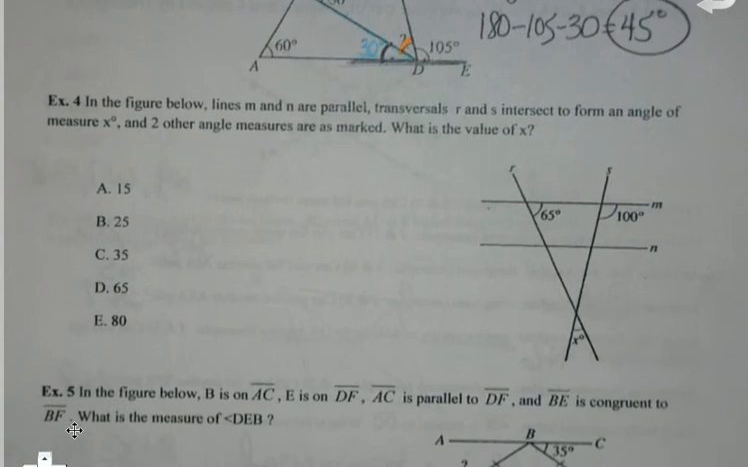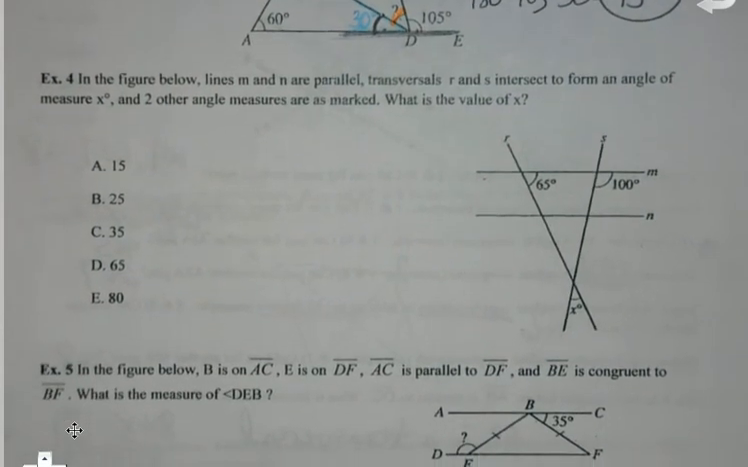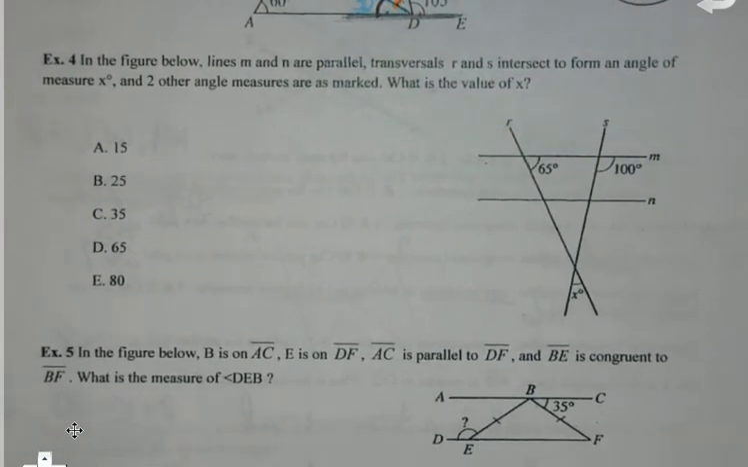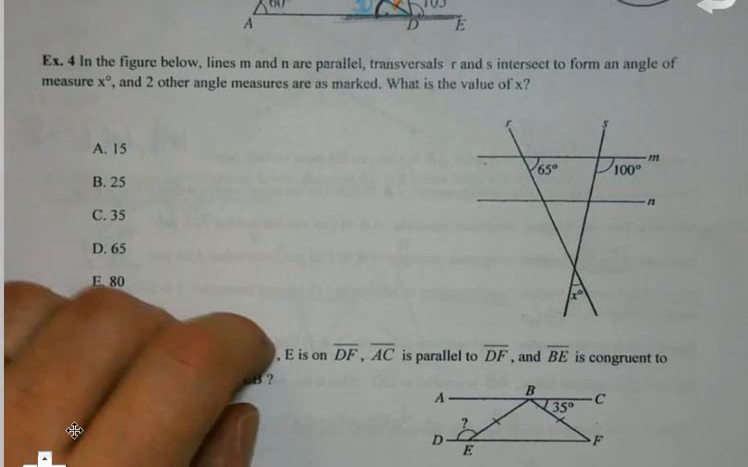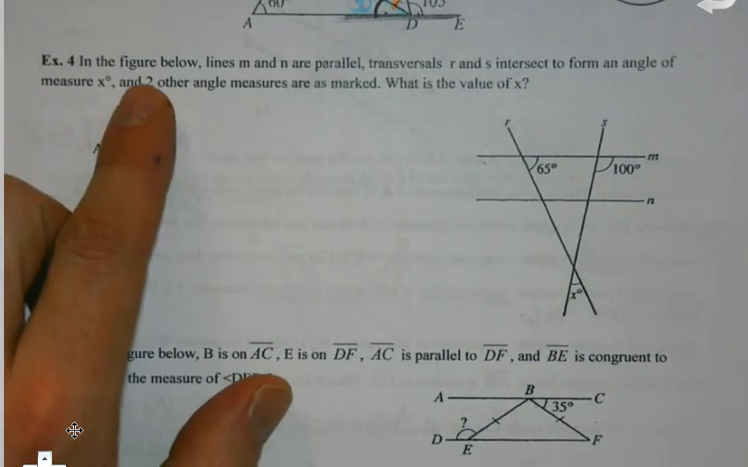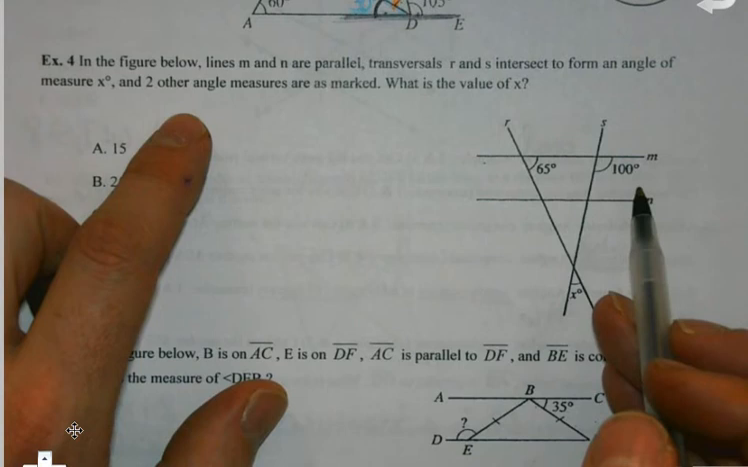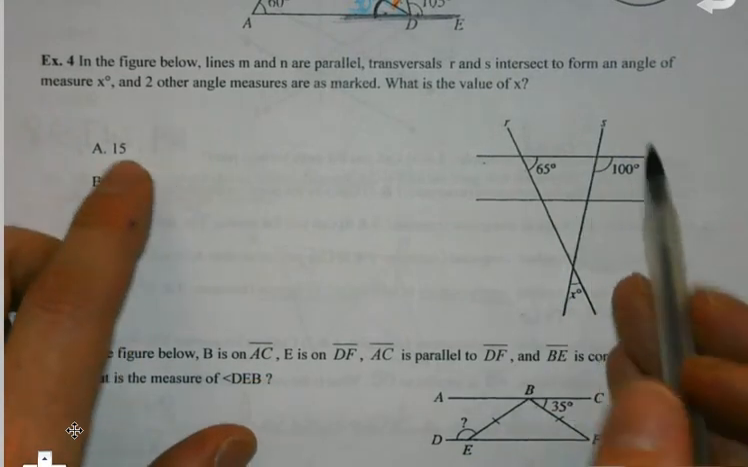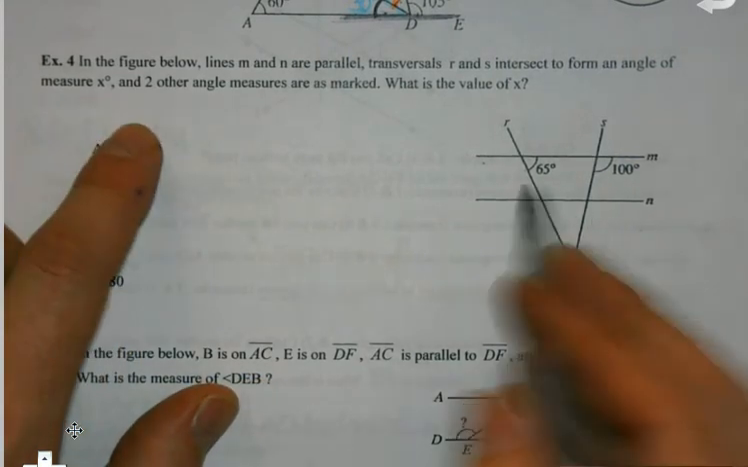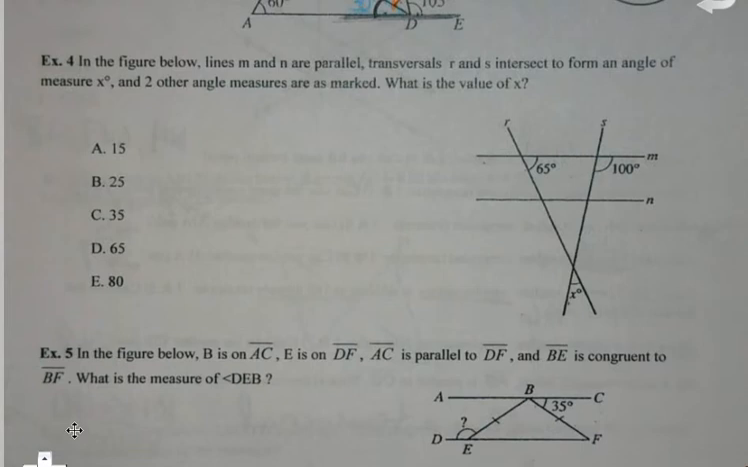All right, let's see what else we got. Because they're not usually real straightforward, just like that front chart, and here it is. It's usually not going to be quite that easy. We got to build a little. So let's see. The figure below, M and N are parallel. All right. Transversals R and S are marked to form an angle of measure X, and two other angle measures are as marked. What's the value of X?